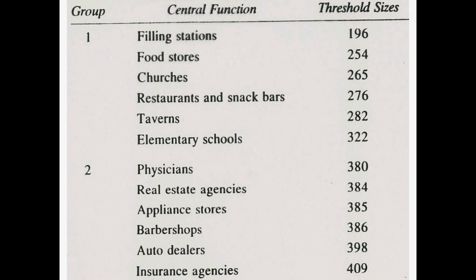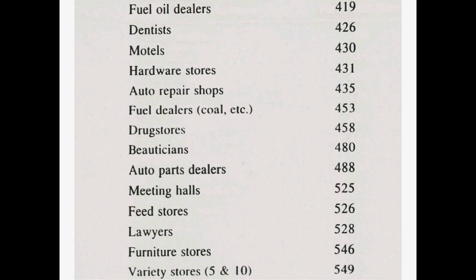Now, elementary schools need 322 customers. You need to have this many customers to have enough children to send to school, so that the school can survive. Then physicians, kind of family doctors, you need 380 customers so that you can keep your operation. And barbershops, 386. Let's look at some other examples. Dentists, 426. And this number seems to be very specific, 431.